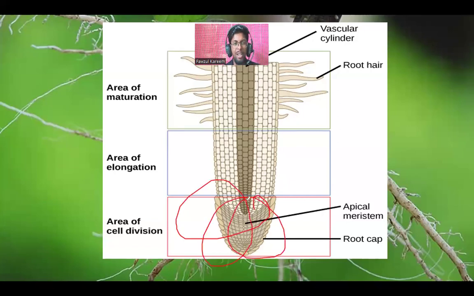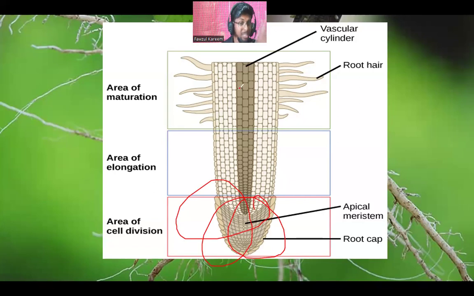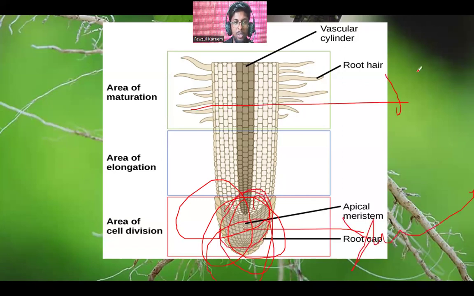This is meristematic. Why? Because they have the ability for cell division. They show cell division. They will produce new cells. So this area is meristematic tissues, and this one is permanent tissues.